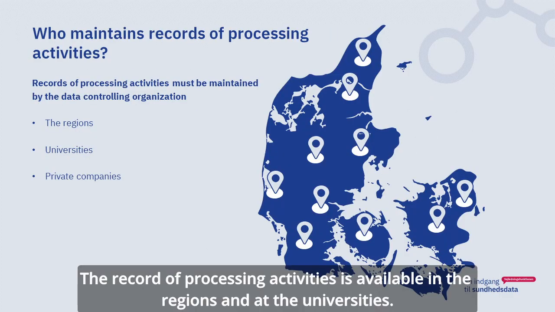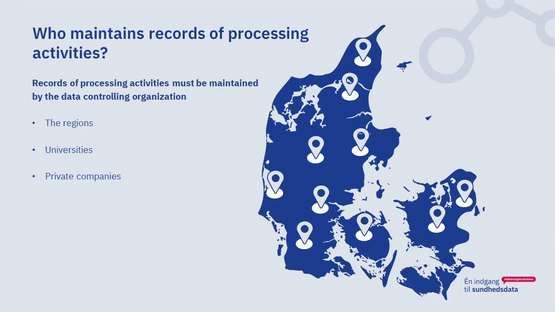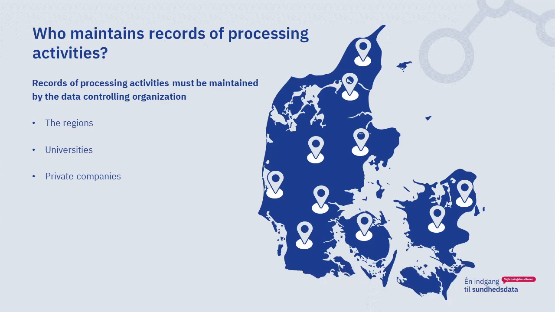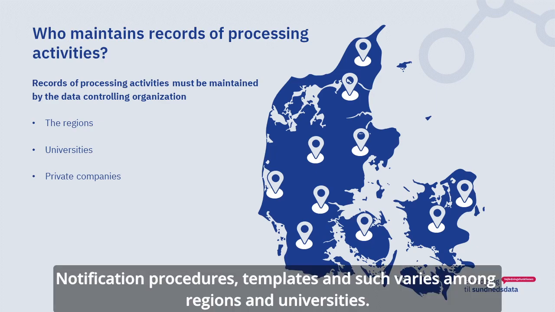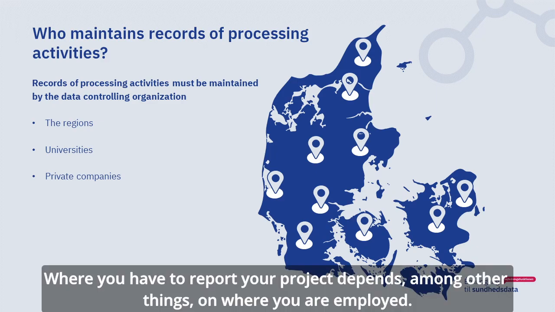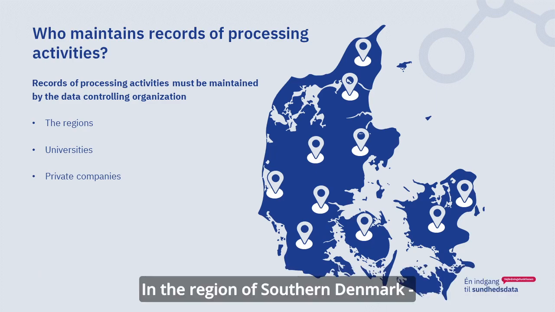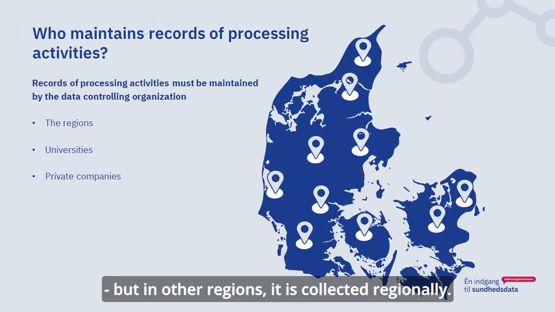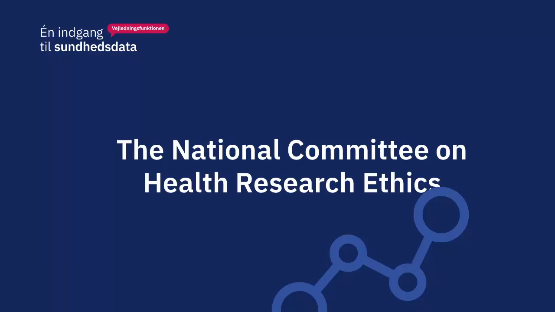The record of processing activities is available in the regions and at the universities. Private companies must keep records of processing activities themselves. Notification procedures, templates, and such vary among regions and universities. Where you have to report your project depends, among other things, on where you are employed. In the region of southern Denmark, notification to the record of processing activities is based locally at the hospitals, but in other regions it is collected regionally.